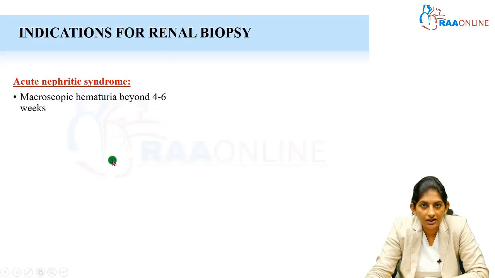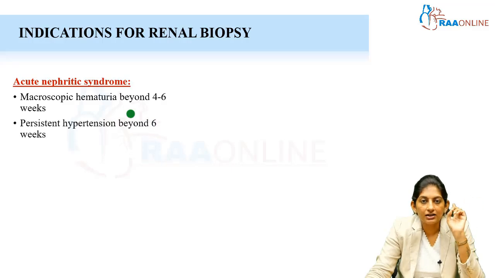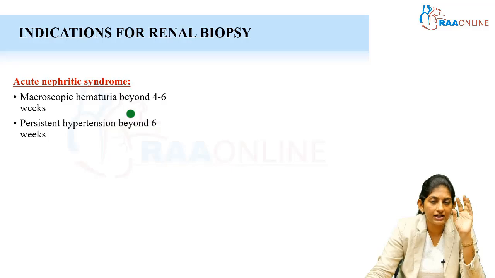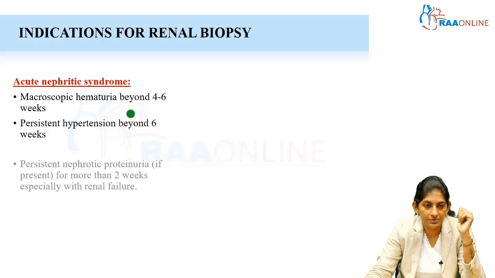So we know that in a child with acute glomerulonephritis, APSGN etc., the hematuria usually subsides by 4 to 6 weeks. In case it is persisting beyond 4 to 6 weeks, renal biopsy is indicated. And one more is about hypertension. We know hypertension can persist and it responds beautifully to antihypertensive medications. In case it does not subside, and there is persistent hypertension beyond 6 weeks, do a renal biopsy.